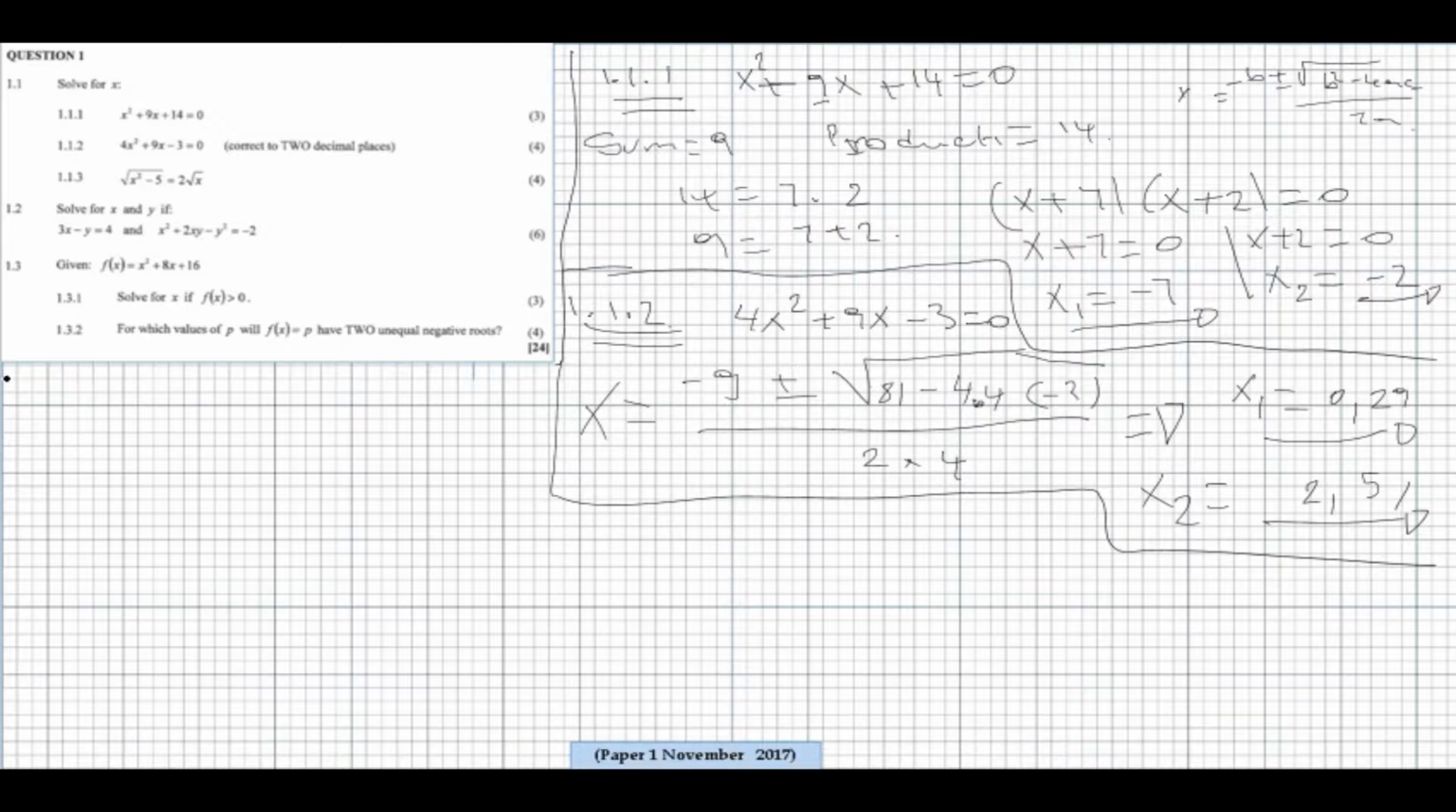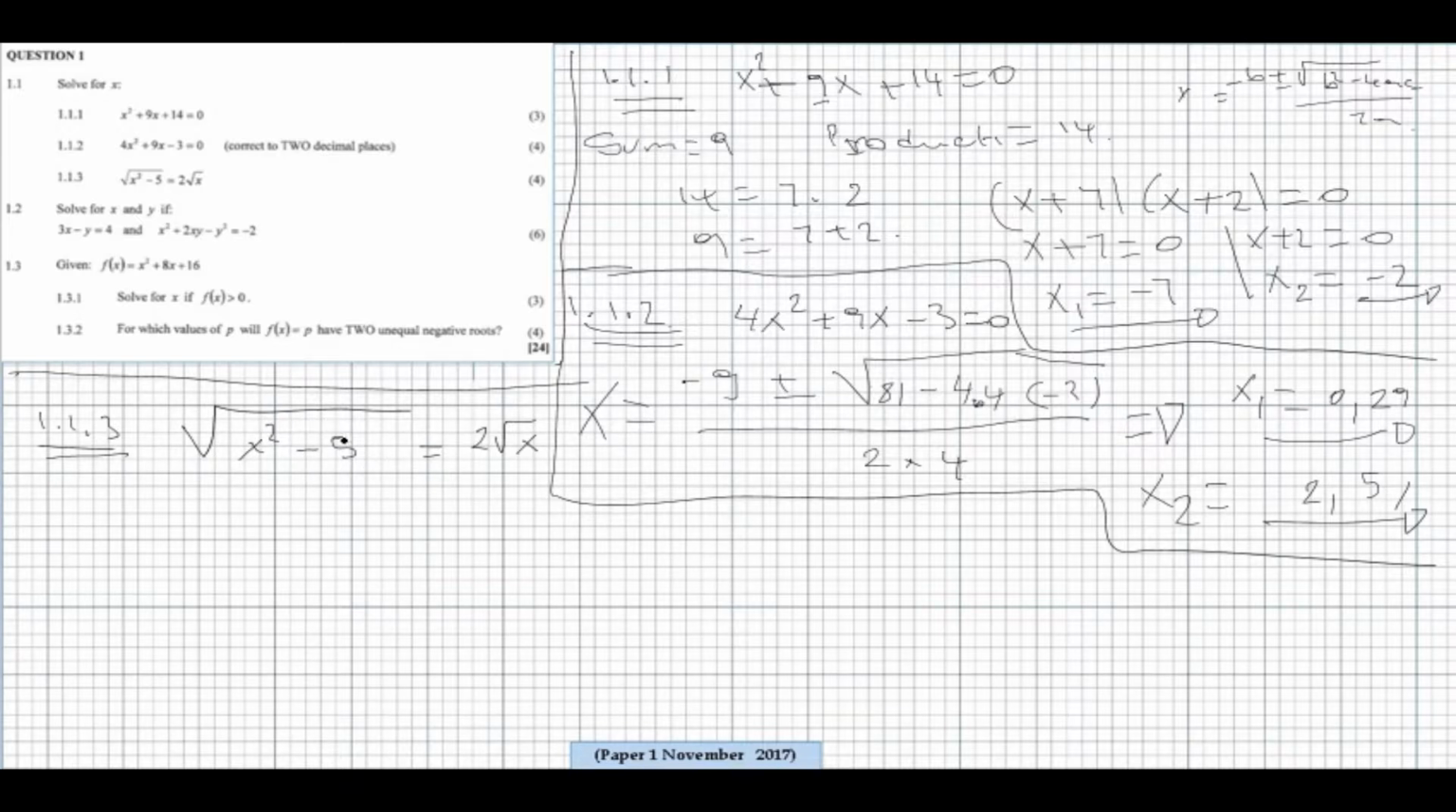So now we do another question. So now the question is 1.1.3. So they give square root of x squared minus 5 is equal to 2 multiplied by square root of x. So that's a type of equation that includes the radical sign and the square root sign.